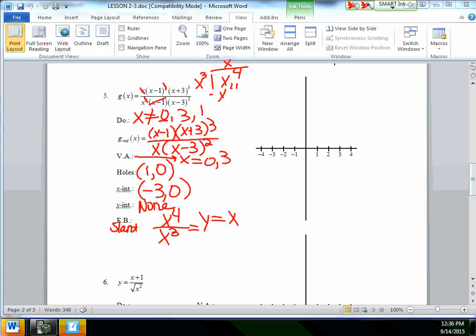We want our VAs at 0 and 3. We have our hole at 1, 0, so right there. We have an x-intercept at -3. And we need to draw this slant asymptote. So up 1 over 1, rough sketch right there.